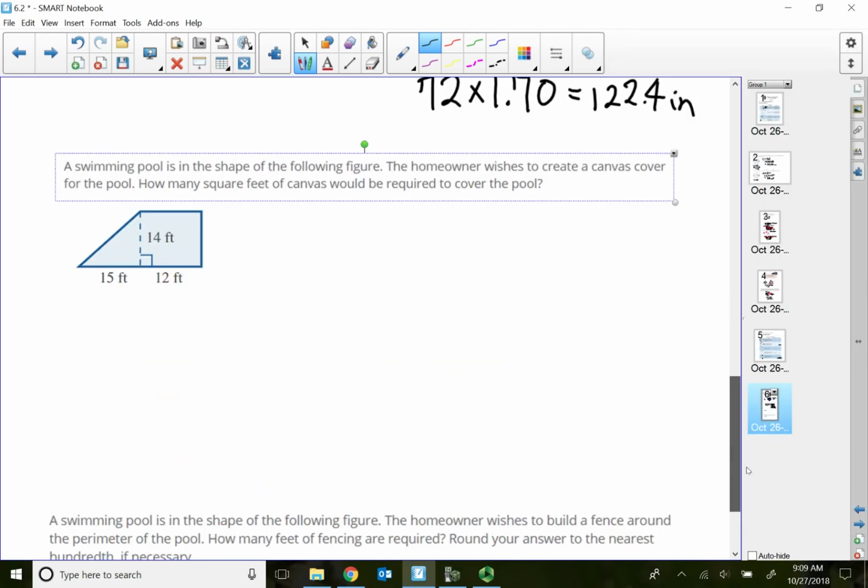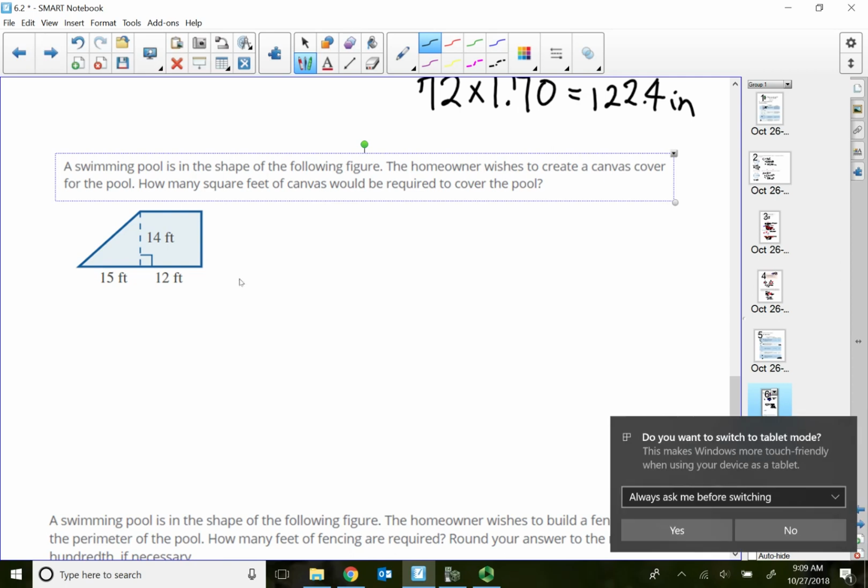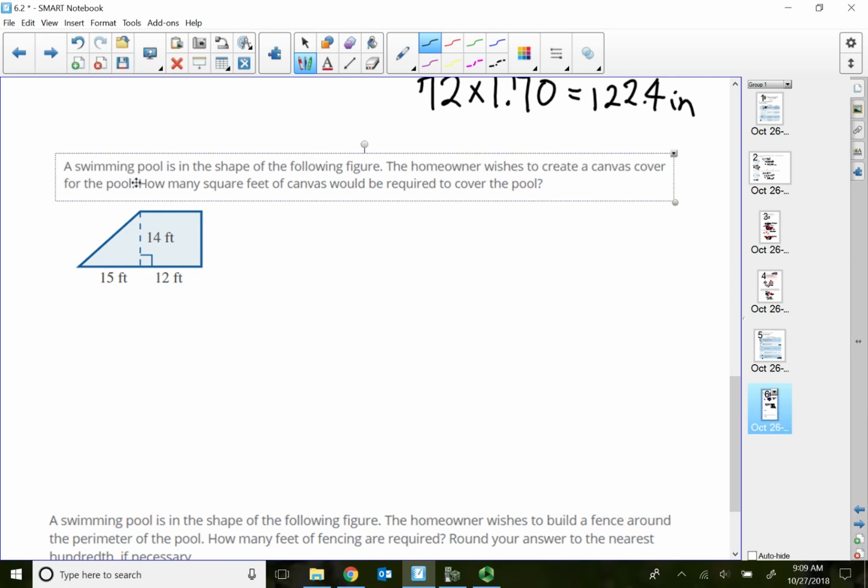Alrighty, let's try this. You can count this as a trapezoid or a composite figure. Either way you look at it, it should give me the same answer. So this particular problem says a swimming pool is shaped like the following figure. The homeowner wishes to create a canvas cover over the pool. How many square feet? So I'm looking for square feet. That means I'm looking for the area.